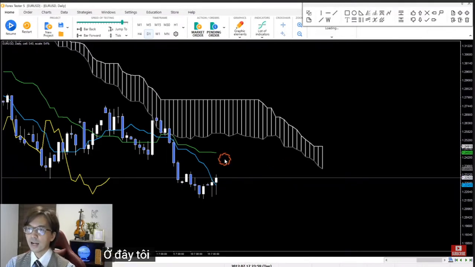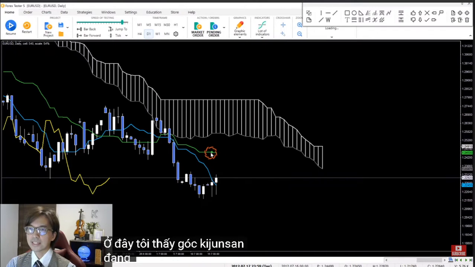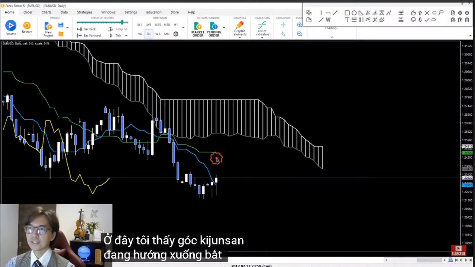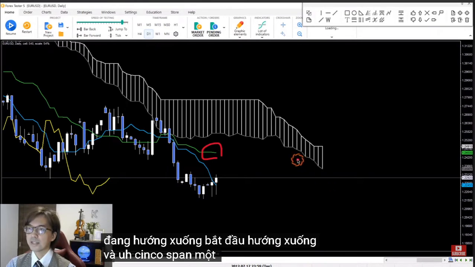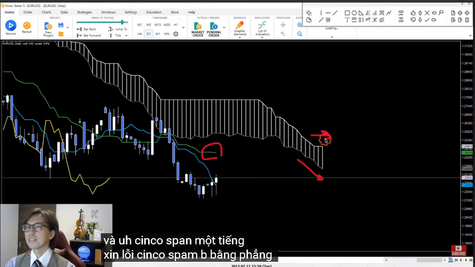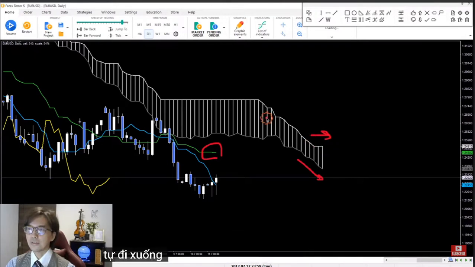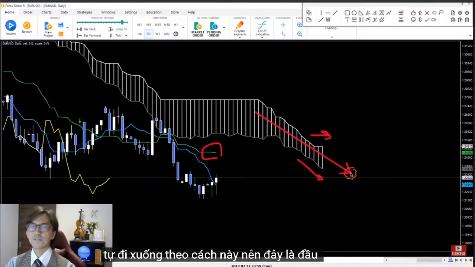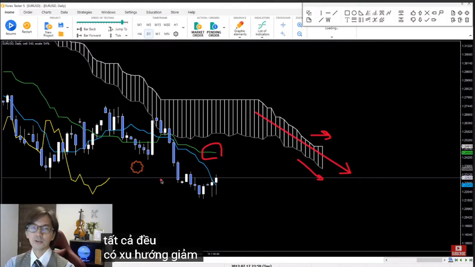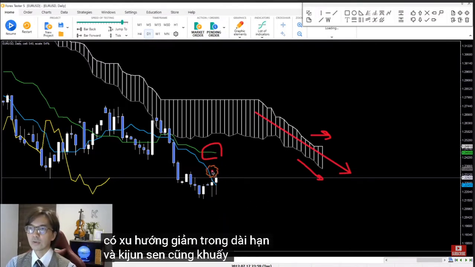Okay, so here I see the Kijun-sen angle is pointing down. Kijun-sen starts to point down, and Kumo's Senkou Span A is down. Sorry, Senkou Span B is flat, but the Kumo itself is going down this way. So this is, first of all, downtrending in the long term, and also Kijun-sen starts pointing down.